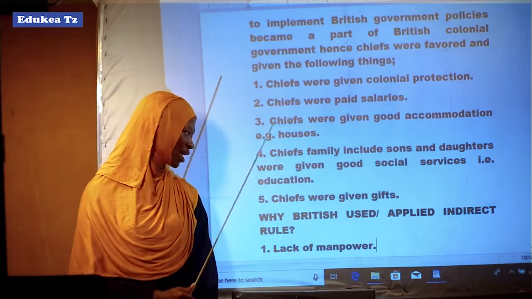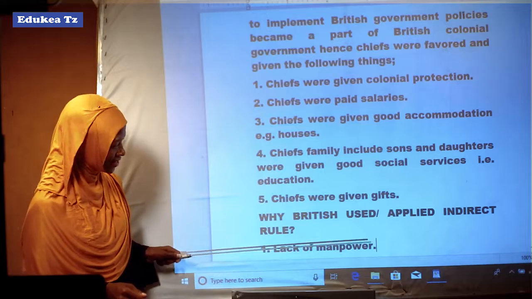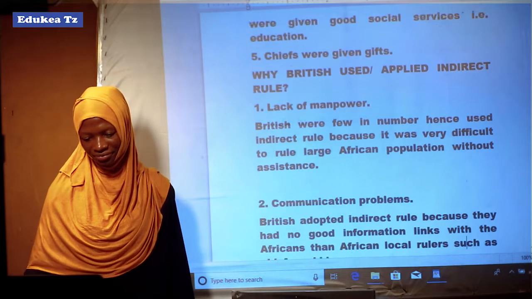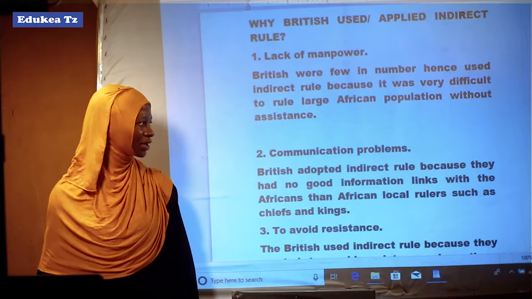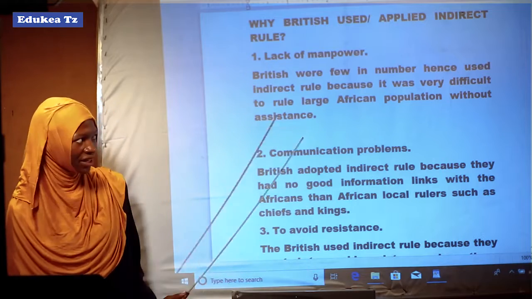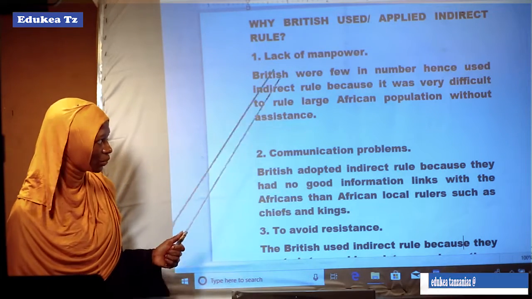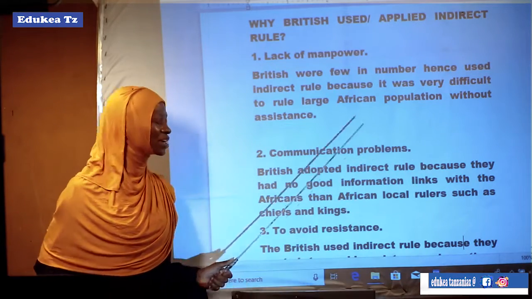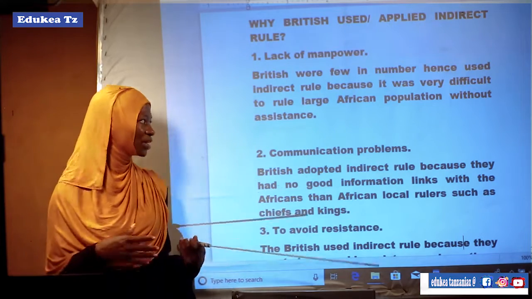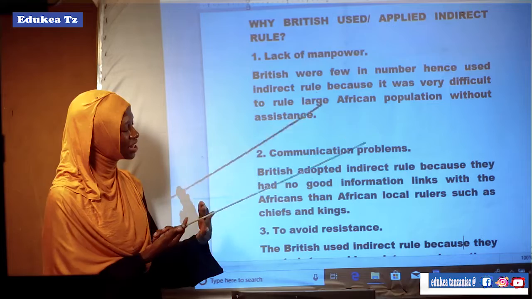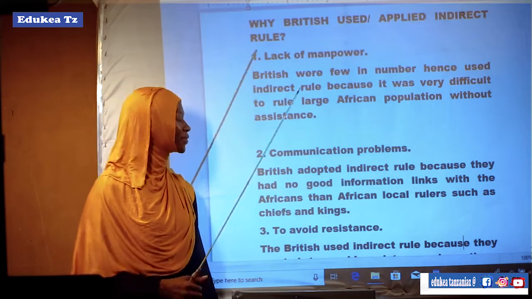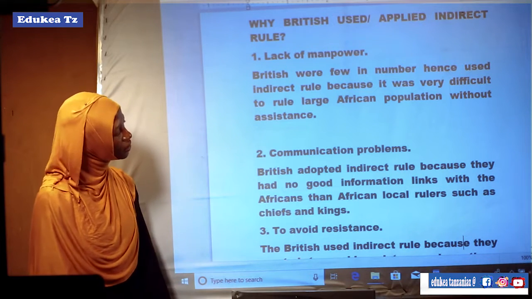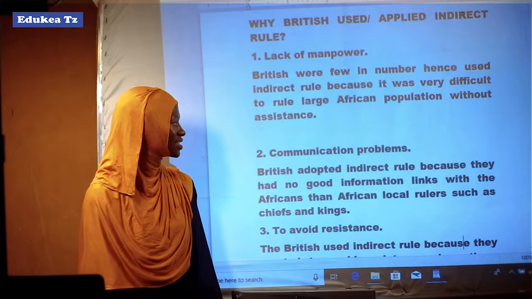Now let's see why the British applied indirect rule. Do you think why? Let's discuss together. First is lack of manpower. The British were few in number, hence used indirect rule because it was very difficult to rule a large African population without assistance. Since they were few in number, they decided to use the local rulers to support them, because the African population was large in number. So the assistance from the local rulers was necessary at that time.